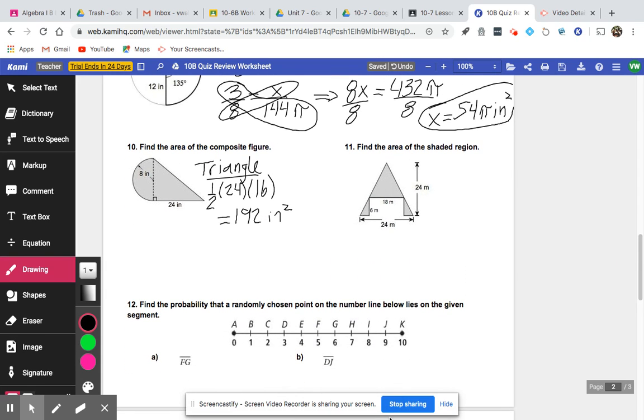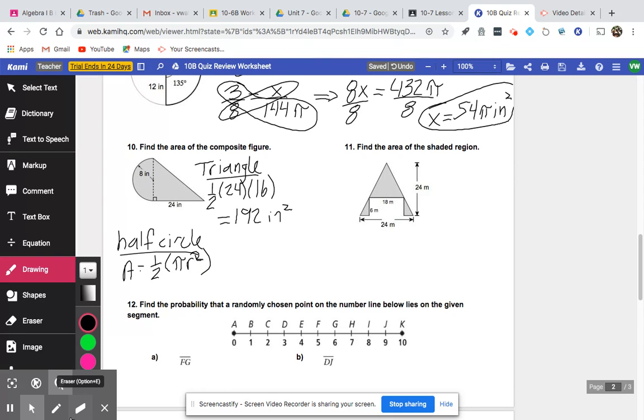Now we need to find the area of the half circle. So I'm going to write half circle. Since it's half a circle, we have to take half times our pi r squared. Yikes. Hopefully you can tell that's a 2. I didn't do a very good job at writing a 2 for the squared there. Okay. There we go. So we have 1/2. Radius is 8.